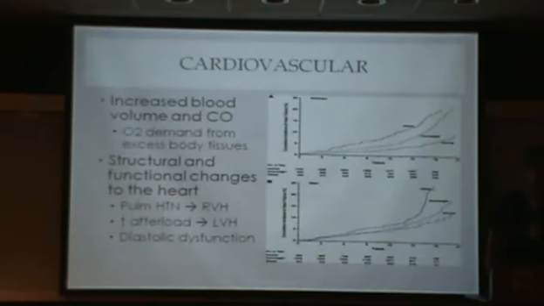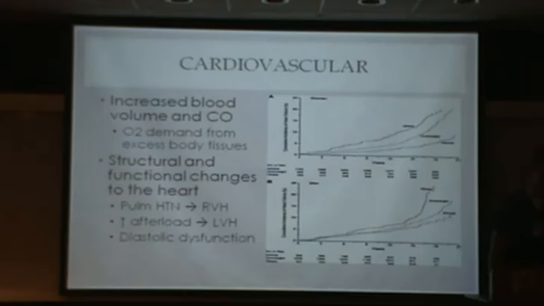From a cardiovascular standpoint, these patients often have increased blood volume and cardiac output because they're perfusing and supplying more oxygen to more body tissues. And this leads to structural changes of the heart, functional changes of the heart. From the restrictive pulmonary process, they end up developing pulmonary hypertension, which leads to right ventricular hypertrophy. And then from elevated blood pressures and increased afterload, they develop left ventricular hypertrophy. And so these patients often have more of a diastolic dysfunction.